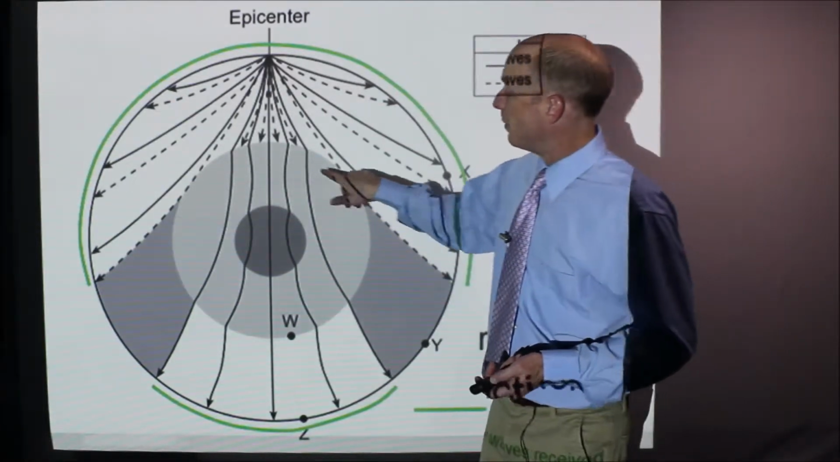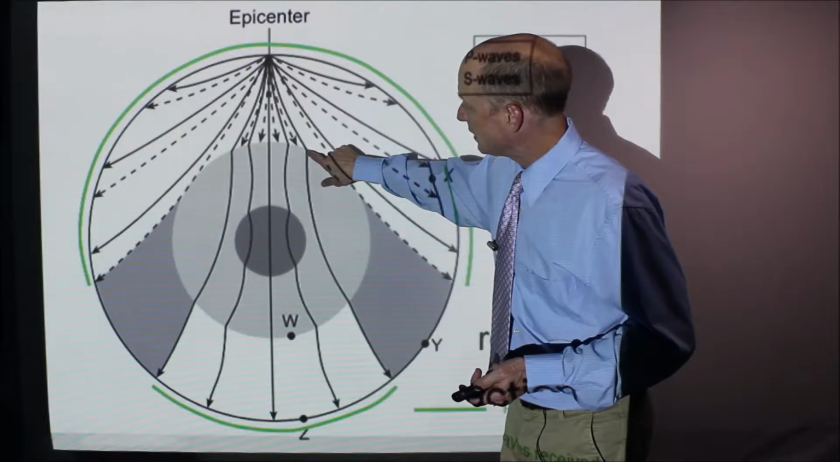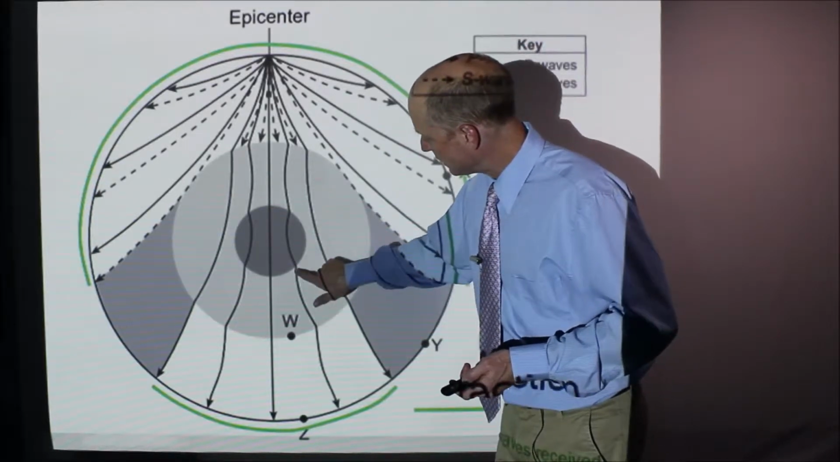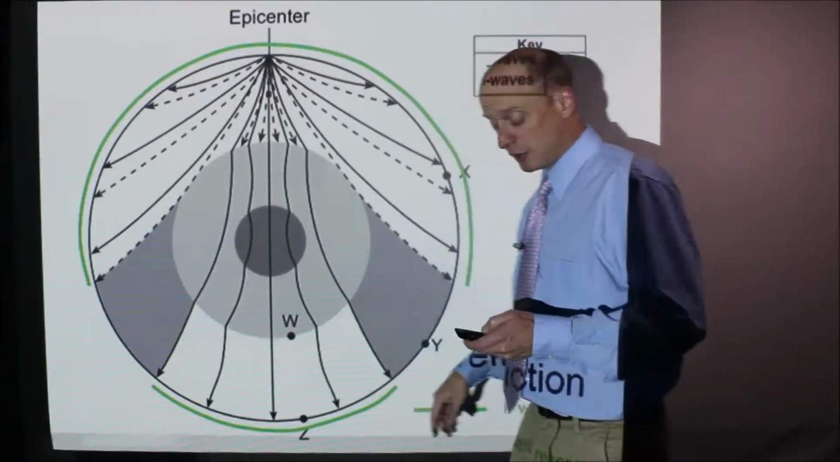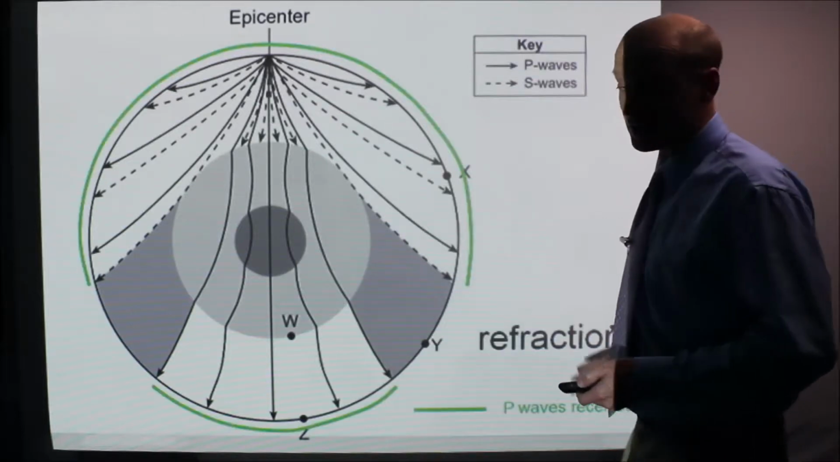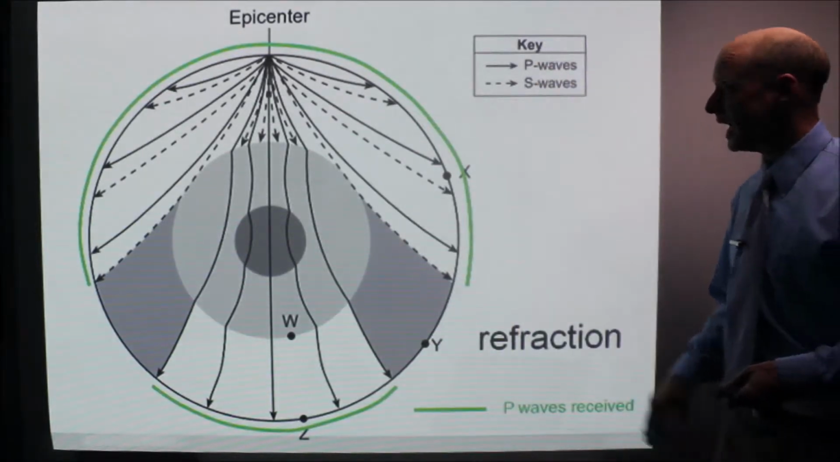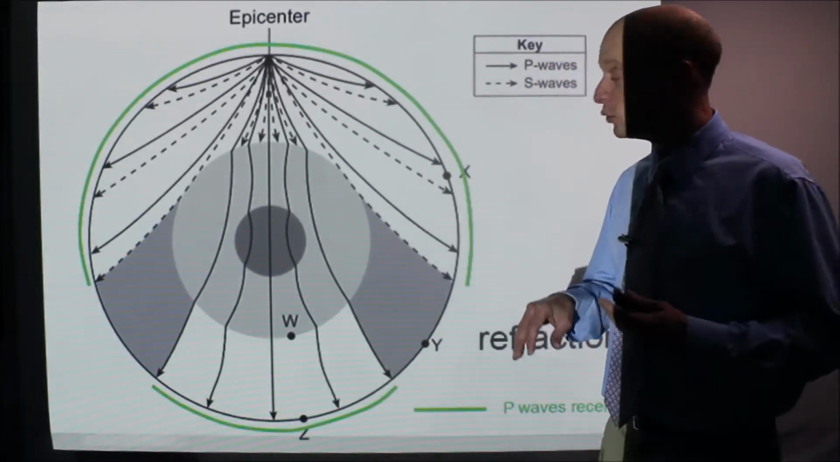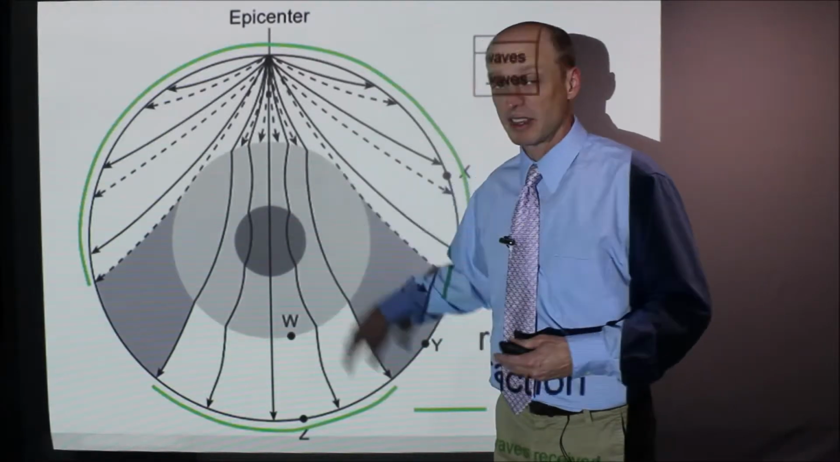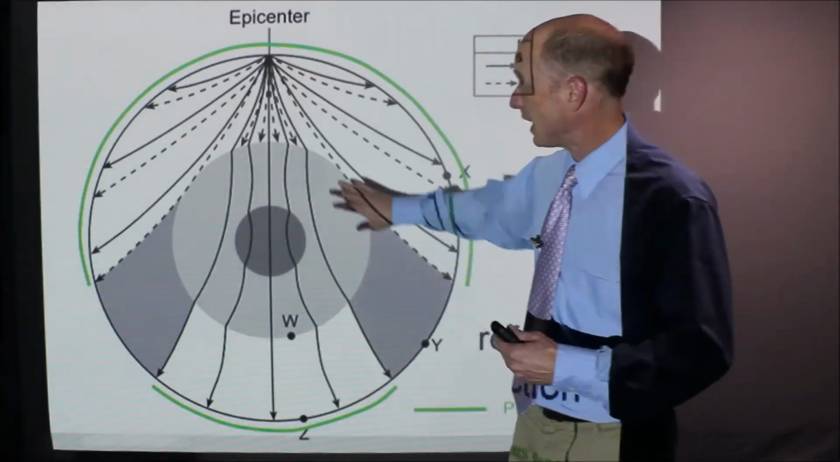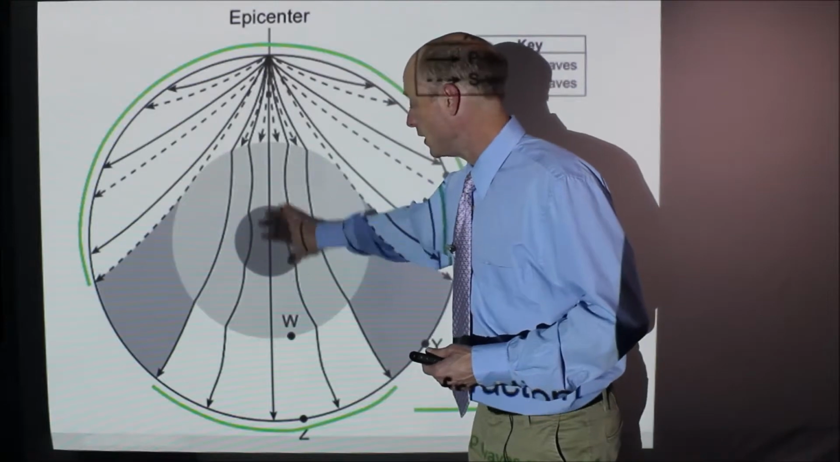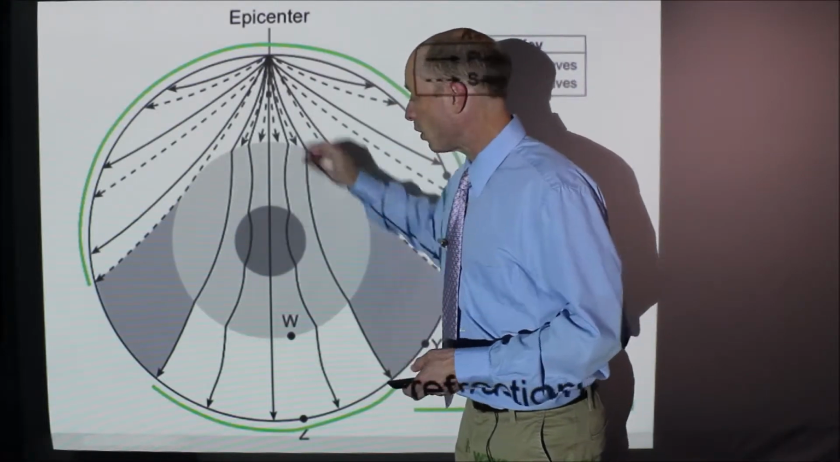So you see the P waves sort of are bent there, and they're bent there, they're bent. That is called refraction, okay? Refraction. And that happens to waves when they go into a material that has different density. And so that is how we know what the densities of the inner and outer core are.